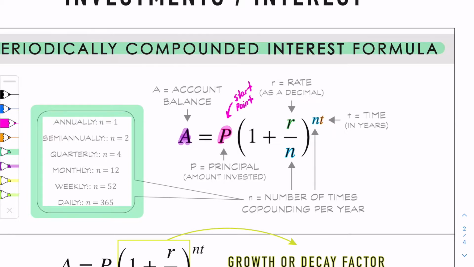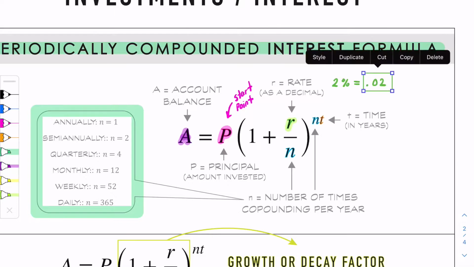The equation goes 1 plus r. r is the rate as a decimal. For example, if you had a 2% interest rate, meaning you had a bank account earning 2% interest, you would need to write this in the formula as 0.02. That's the decimal. So you move the decimal place over 2 places to get the form we're looking for.